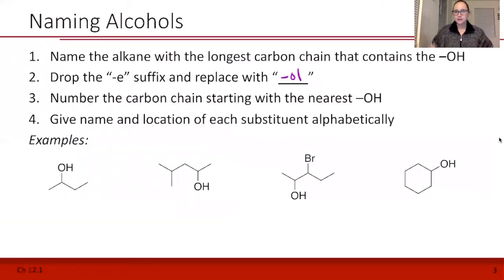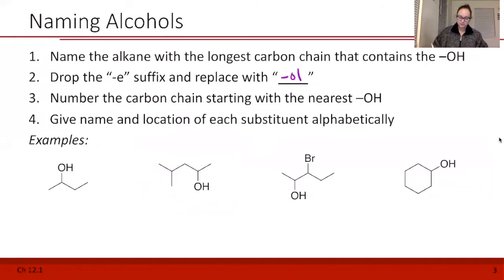Number the carbon chain just like you would. Give the name and location of each substituent alphabetically. So you name everything just like you did before. Make sure that the carbon chain has the alcohol on it, and that you put the numbering on the side closest to the alcohol, even if it makes the substituent numbers kind of bigger overall. You still put the numbering closer to the alcohol, and then put OL at the end.